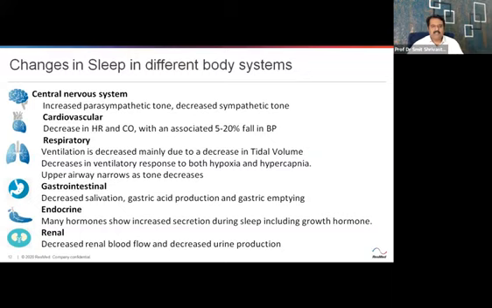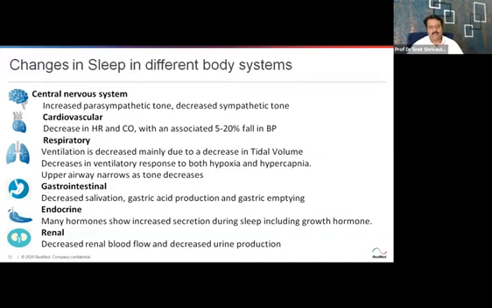Respiration, ventilation also decreases. The drive for respiration decreases. The responses to hypoxia and hypercapnia decrease, and these can pathologically be responsible for central apnea syndrome. The upper airway narrows as the tone decreases, and this can, especially in males, result in some snoring, and some 5 apnea spells or hypopnea spells an hour are considered to be normal in males, and postmenopausal females also have this similar thing happening to them.